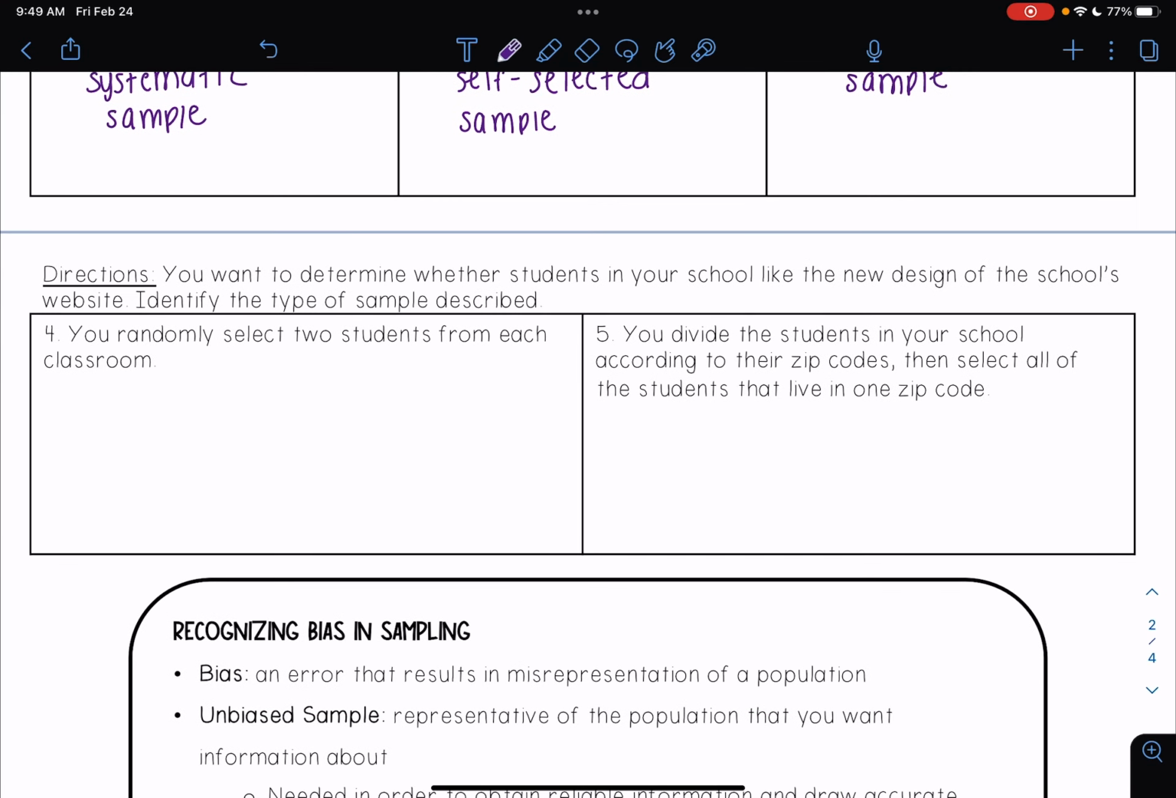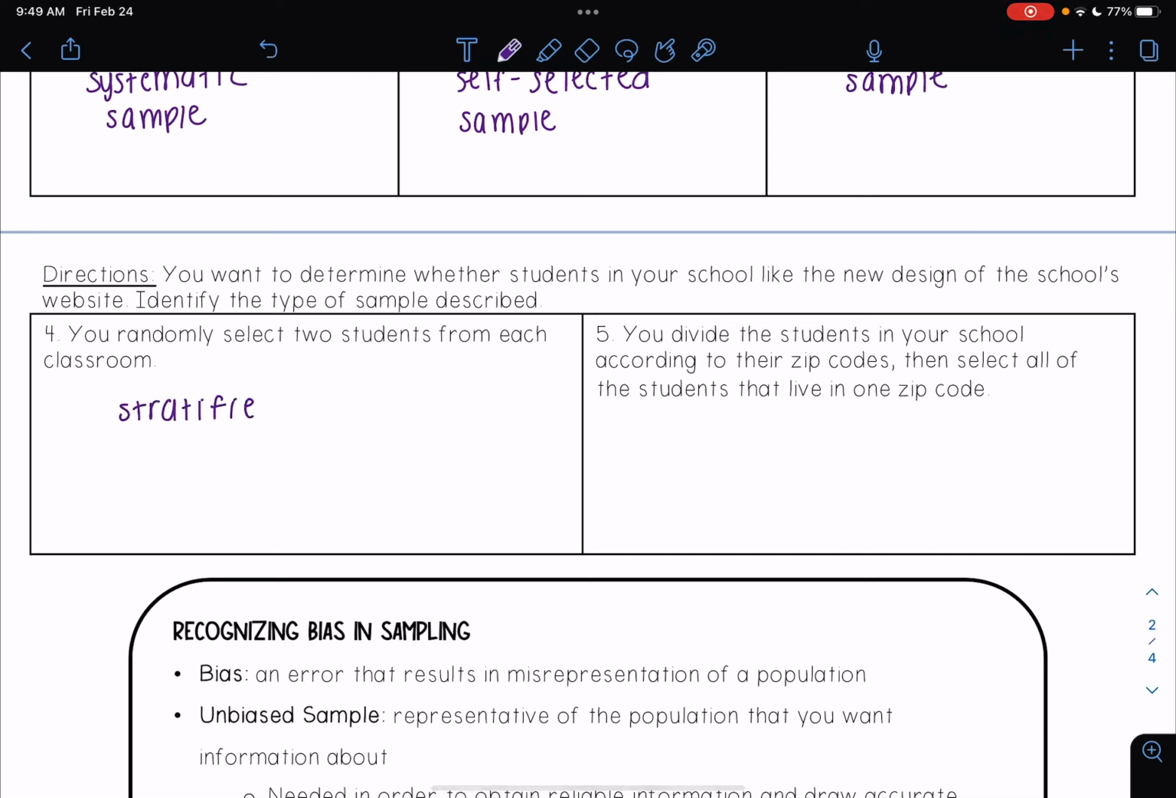Number 4, you randomly select 2 students from each classroom. So here you are dividing this population into groups. In this case, you're dividing the population into classrooms, and you're choosing from each of those groups. So since you're choosing from each of those groups, this is going to be a stratified sample.